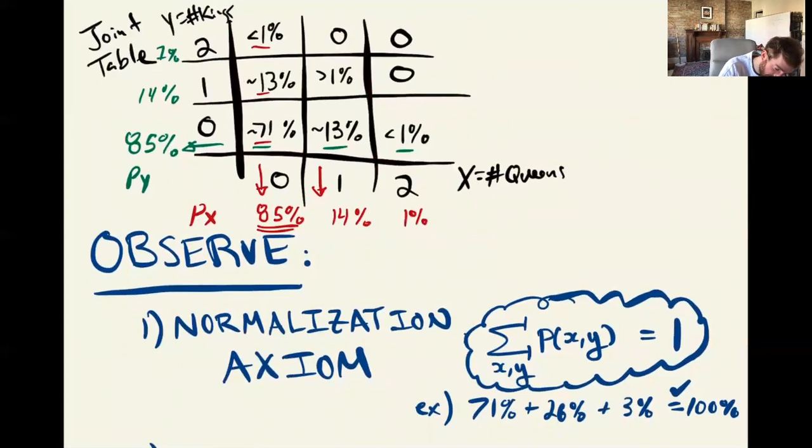So let me just go ahead and write that here. So X and Y are not independent.